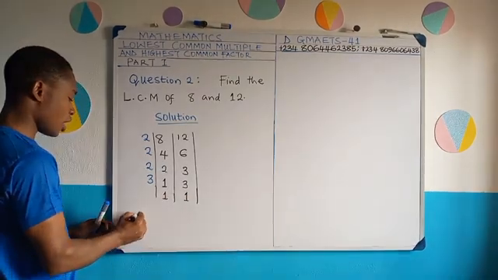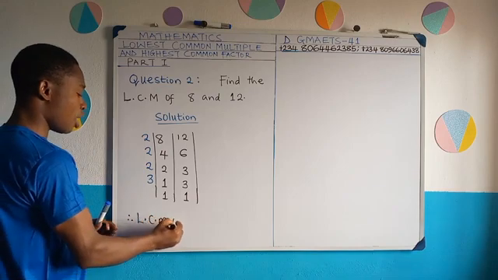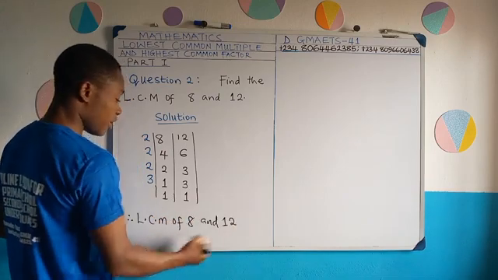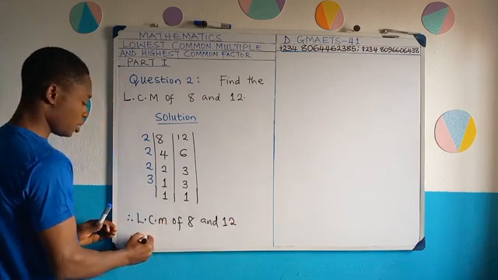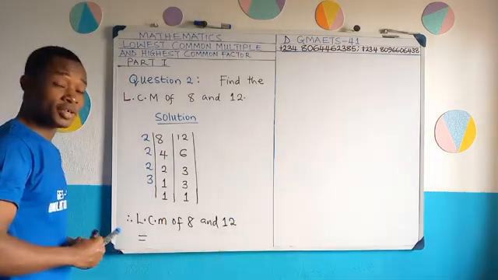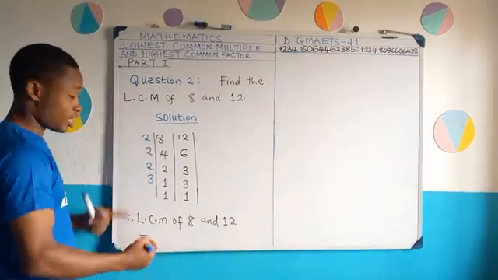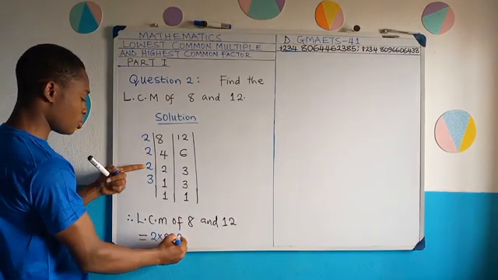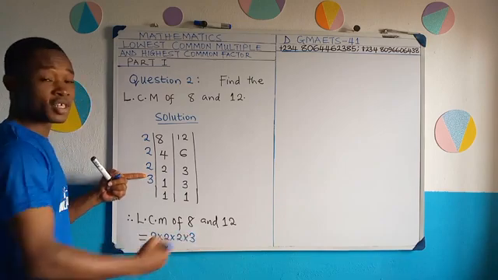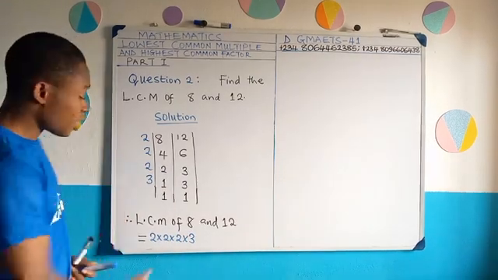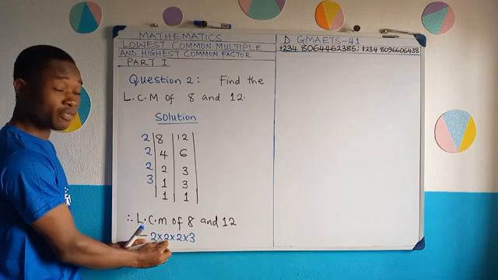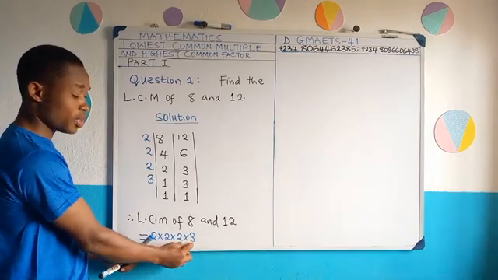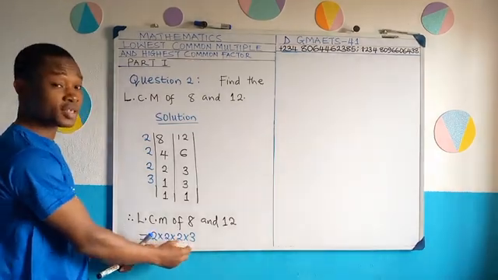Therefore, the LCM of 8 and 12. Now what we have to do is to multiply. Let me put equal to here. We're going to multiply the numbers I used in dividing. And the numbers I used in dividing are 2 times 2 times 2 times 3. These are the numbers that I used in dividing. So let us find out. 2 times 2 will give us what? 4. Then 2 times 3 will give us 6. 4 times 6 is 24.